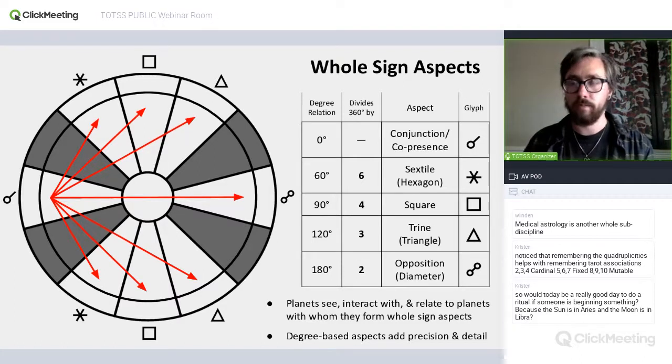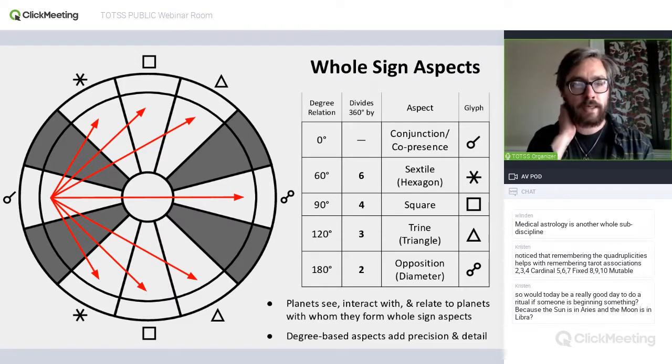And this is the same as the geometric shapes that we saw earlier. The division into 6, the hexagon or sextile. Division into 4 is the square. Division into 3 is the trine or triangle. And the division into 2 is the opposition or the diameter.